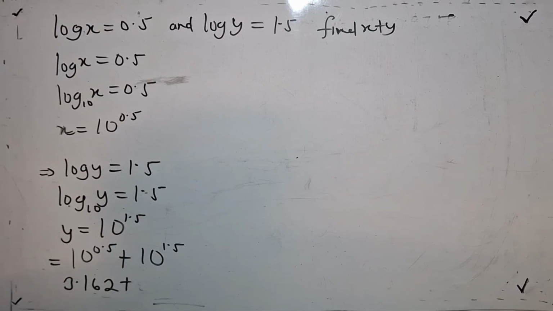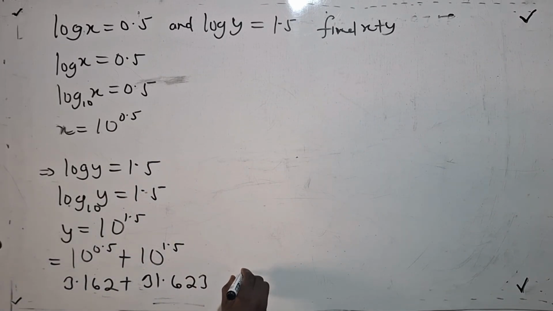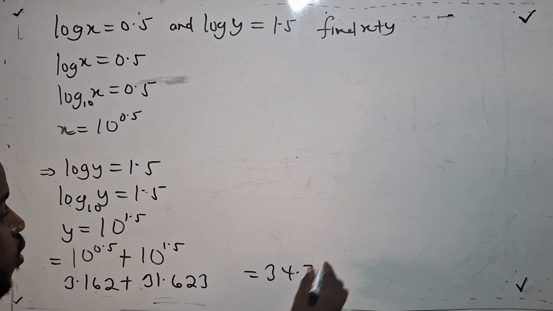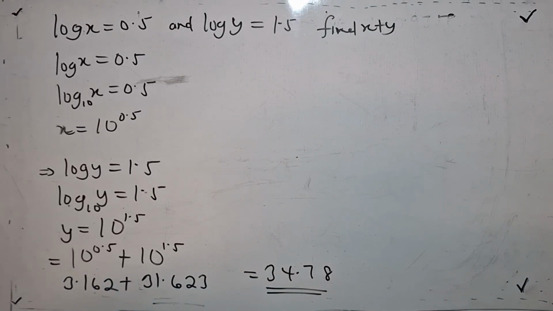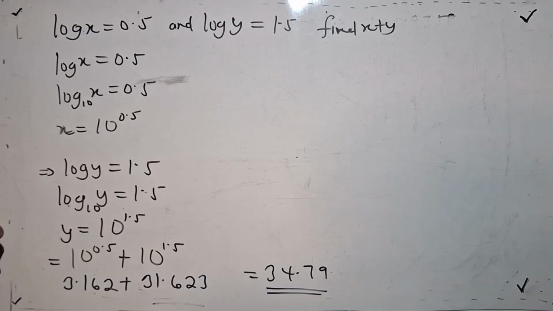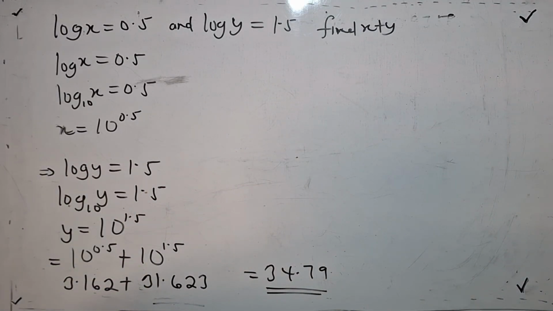Then 10 raised to the power 1.5 is also giving us 31.62. So we are going to add these two together, and in adding these two together, we are going to get 34.78 as our final answer. Yes, so let me run this in 2 decimal places. Then you add this, then you get it. So this is how we simplify this using the substitution involving logarithm.